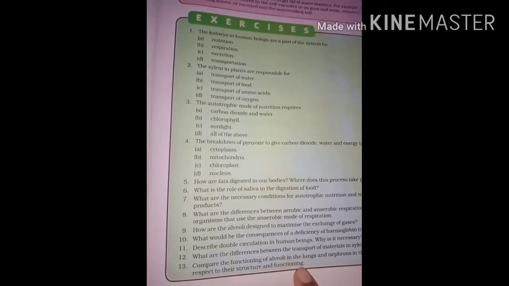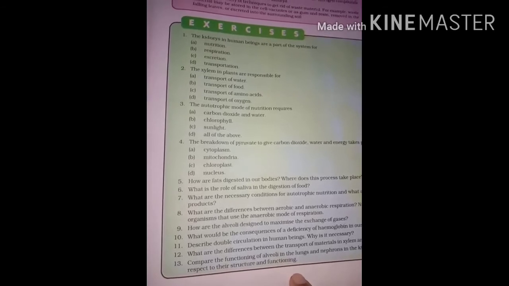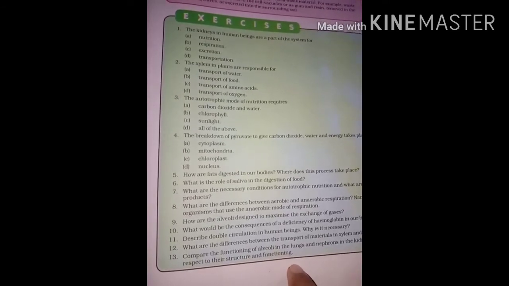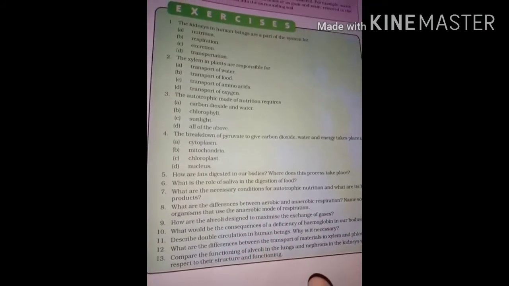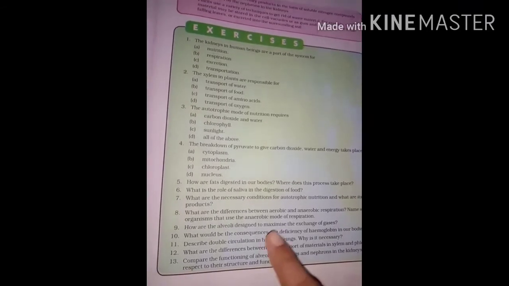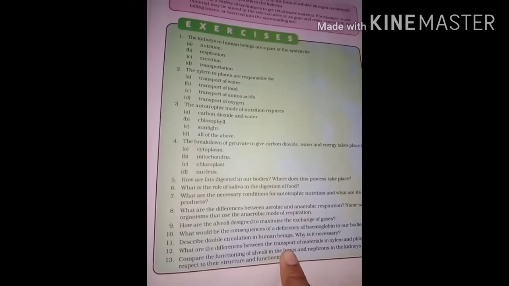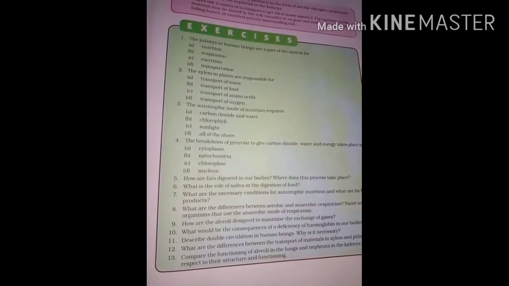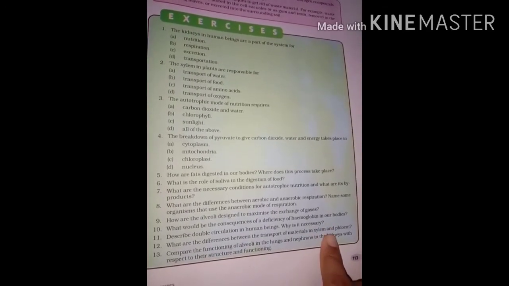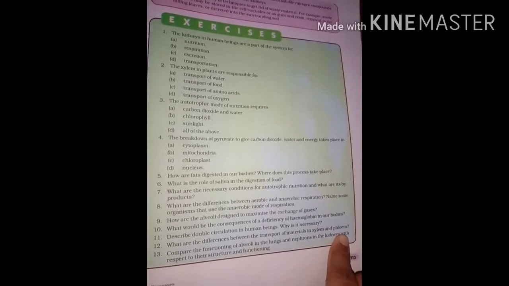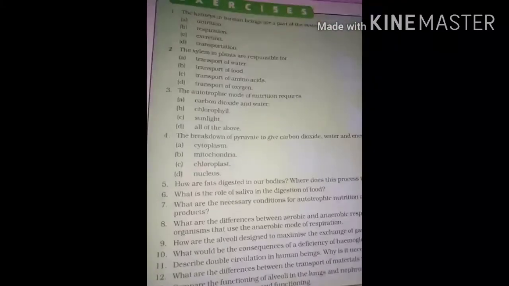Ingestion, digestion, absorption, assimilation, then excretion. And you have to write what is ingestion in 1 sentence, what is digestion in 1 sentence, what is assimilation in 1 sentence, what is excretion in 1 sentence. All these you have to write and explain. Then, what is the difference between xylem and phloem? All these question answers, go through them and study well.